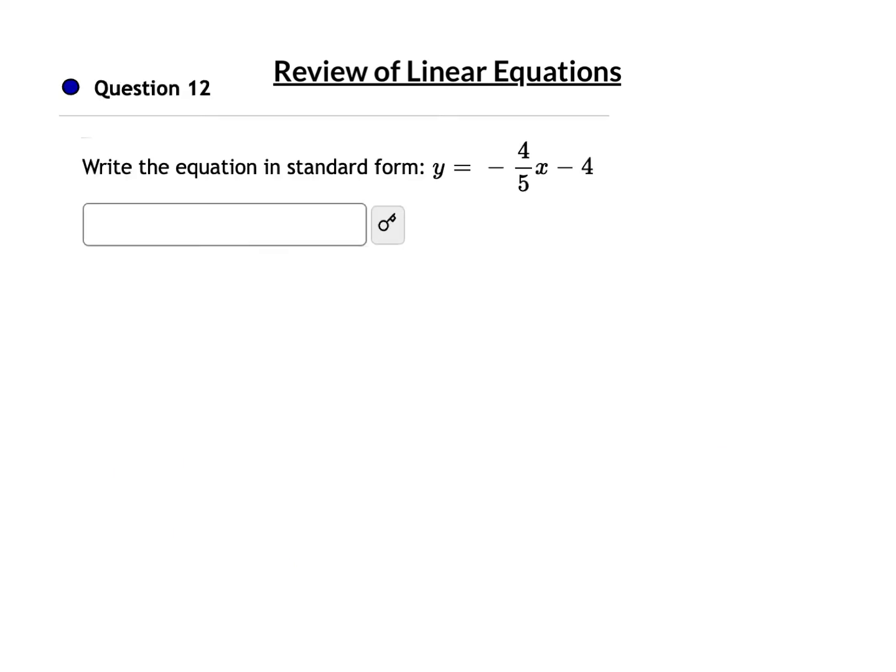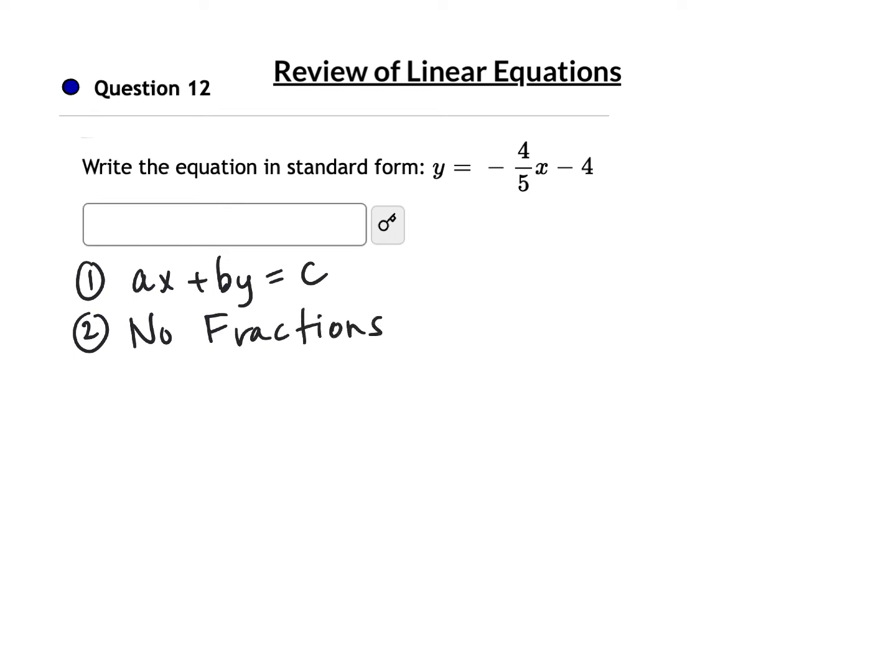Question 12. Write the equation in standard form. Standard form is when you have the x's and y's on one side of the equation, ax plus by equals c, and there are no fractions in standard form. So the first thing we like to do to make this easier is let's get rid of fractions. There's no parentheses. We don't have to distribute. So we'll multiply everything by 5. We'll take the y by 5. We'll take the negative 4/5 x by 5. And we'll take the 4 by 5.